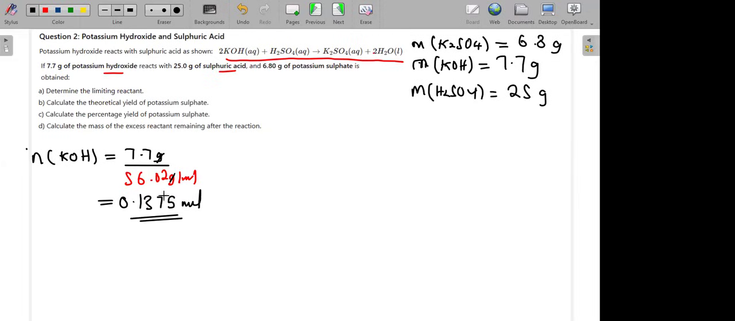Okay, so I've rounded this to 4 decimal places. So those are the moles that I have. And then let me find the moles of the sulfuric acid now.